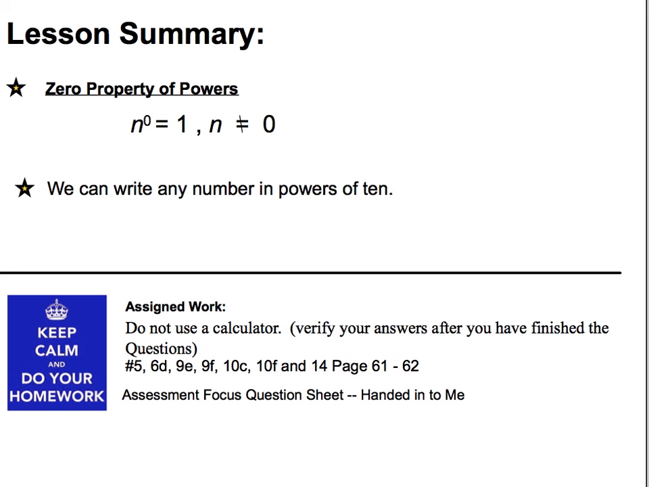So you are to do 5, 6D, 9E, 9F, 10C, 10F, and 14 on pages 61 to 62. I'm not sure about the assessment focus question. I might have you do all of them at the end, after lesson 3.